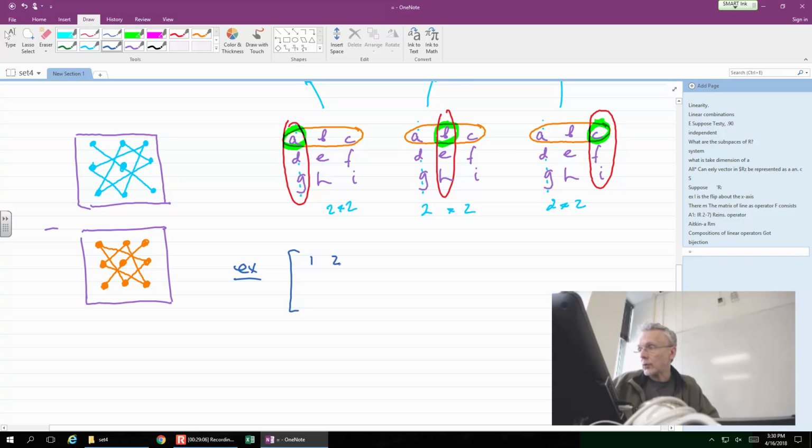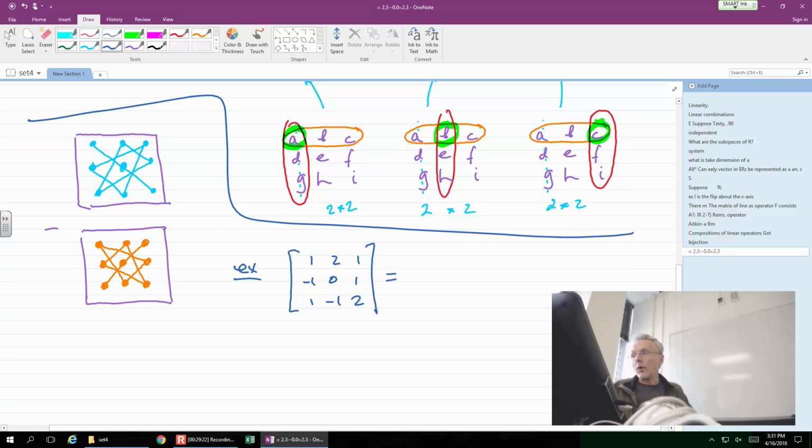So say 1, 2, 1, negative 1, 0, 1, 1, negative 1, 2. Okay, so how do I compute the determinant? I can do it in 2 ways, as I just indicated. Let me go with this first. So I'm going to go diagonally. 1 times 0 times 2, diagonally. Okay, then I go this triangle that is facing northeast. So it will be 1 times negative 1 times negative 1. Okay, you see what I just did, this one?